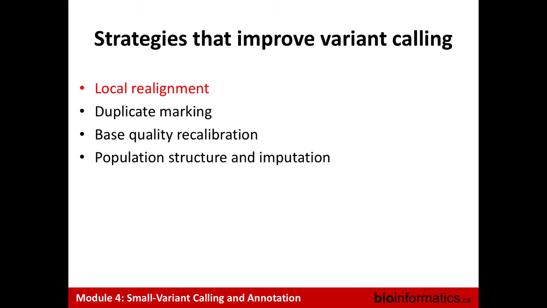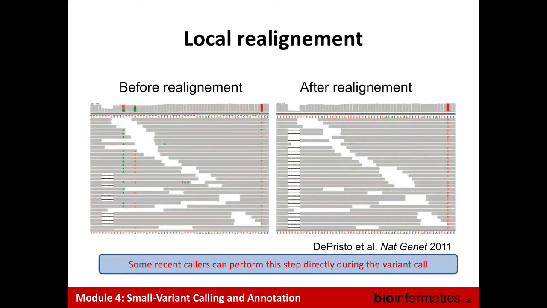So the first thing is to do local realignment. Why? Because it really improves how you call indels. That being said, there's no really good caller for indels. I want you to know there's no really good caller for single nucleotide variation either, but indels are still really hard to call.